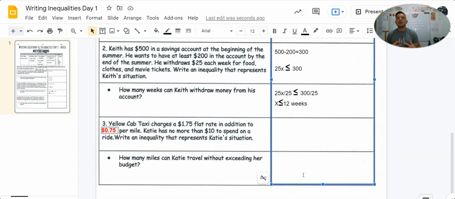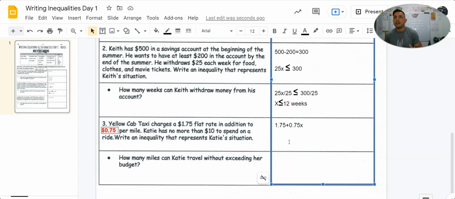So we have two things happening in this story. So therefore, we're going to have a two-step equation. We know, first of all, that just for getting into the taxi and riding it, she's charged automatically $1.75 as part of her fee. On top of that, she's going to be charged 75 cents for every mile. And we don't know how many miles she's driving or going to be driven. But we know that that amount that she's going to spend total, she can spend all $10 or she can spend less than $10, but she can't spend more than what she has.